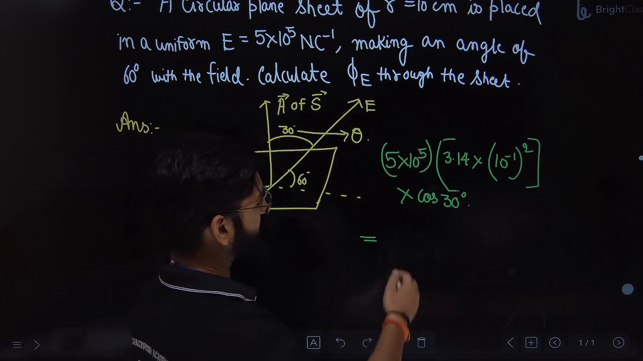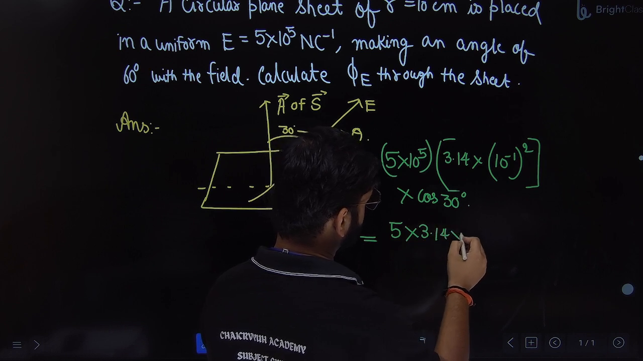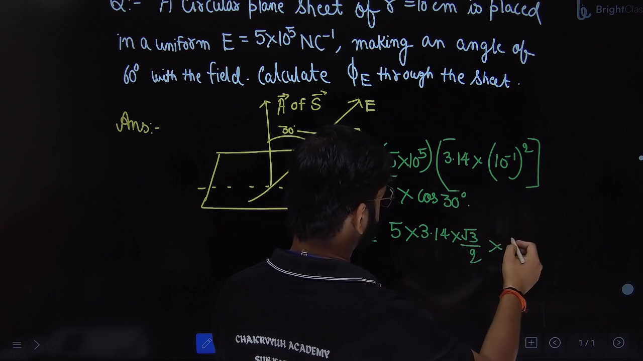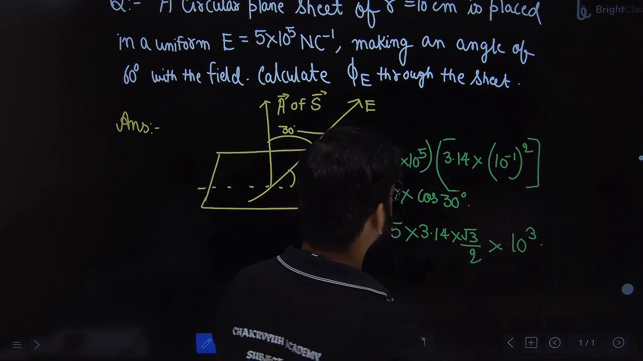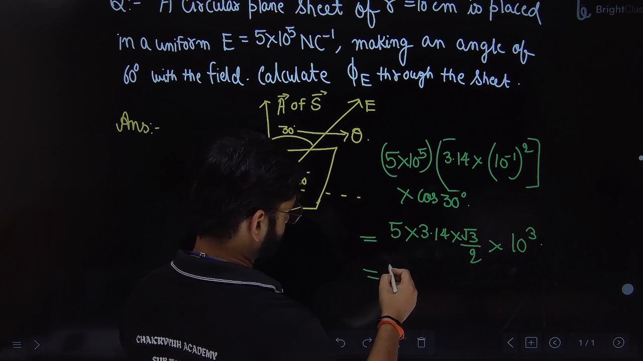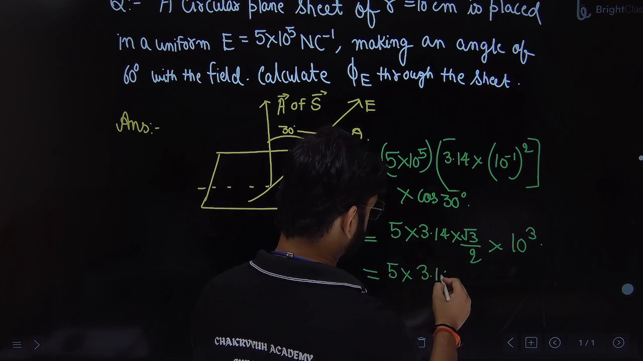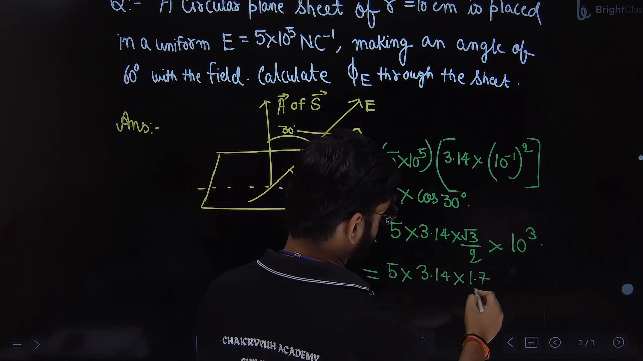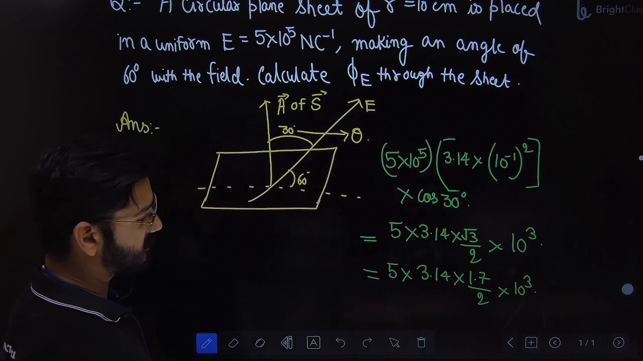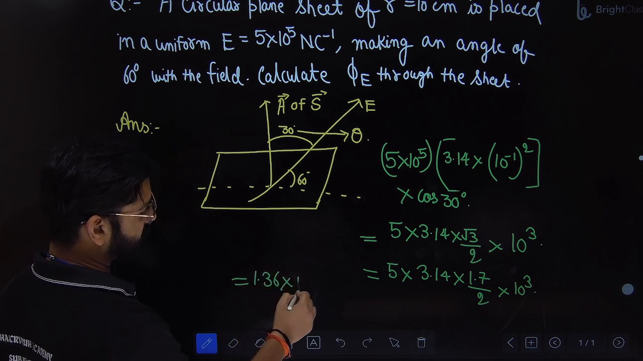Okay, let's solve it. So 5 into 3.14 into root 3 by 2 into this becomes 10 to the power 3. So this will be 5 into 3.14 into 1.7 by 2 into 10 to the power 3. So multiply everything. It should come approximately 1.35 or 1.36 into 10 to the power 4.